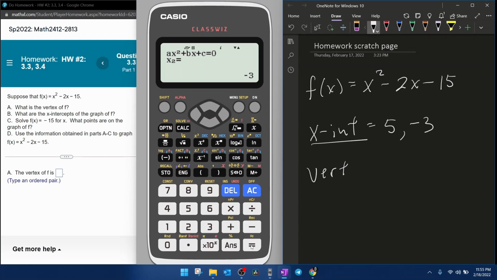And then for the vertex, if I hit equals one more time, it says minimum. Now that also tells me that this parabola opens up. I mean, we knew that already because A is positive, but it tells me that the vertex is going to be a minimum. And the x-coordinate is 1, and the y-coordinate is -16. And so with the Casio ClassWiz, we can get all of this information from one mode.